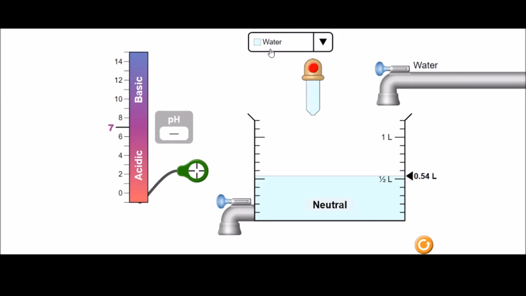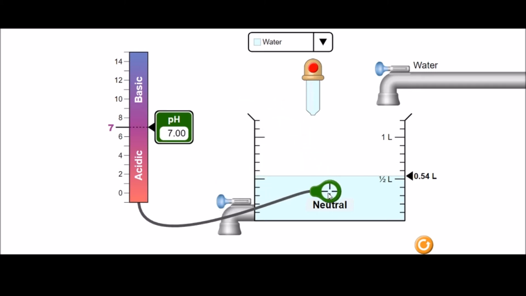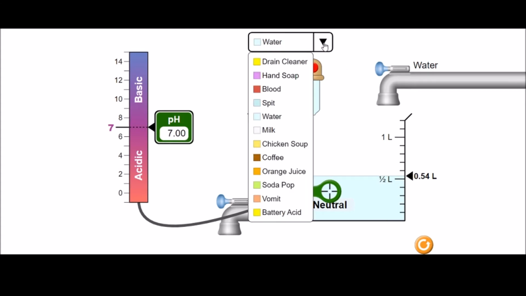We have the solution water over here. Can you see I have selected water, and I'm going to take my pH scale and put it into this solution. Can you see the pH of water is 7? So the pH of pure water is always 7. Remember that.